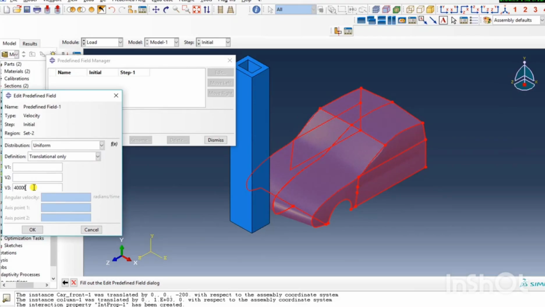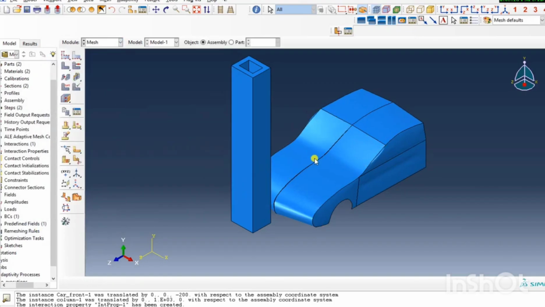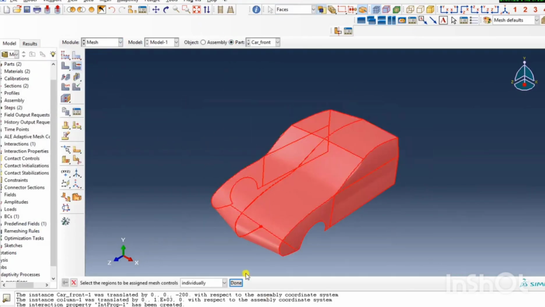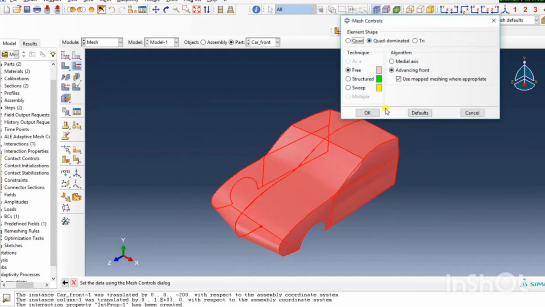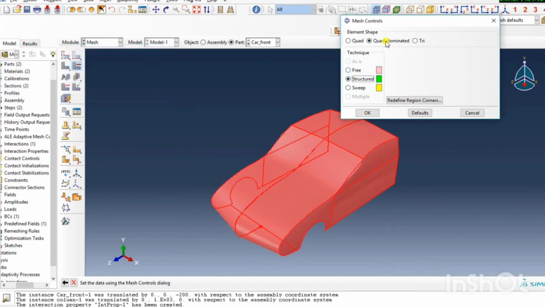In this model, a vehicle structure or a simplified crash frame is assigned an initial velocity, typically around 13.89 meters per second, equivalent to approximately 50 km per hour, impacting a rigid barrier. The geometry is discretized using finite elements, predominantly shell elements for thin-walled structures. This allows efficient capture of bending and membrane behavior while maintaining computational feasibility for large-scale models.